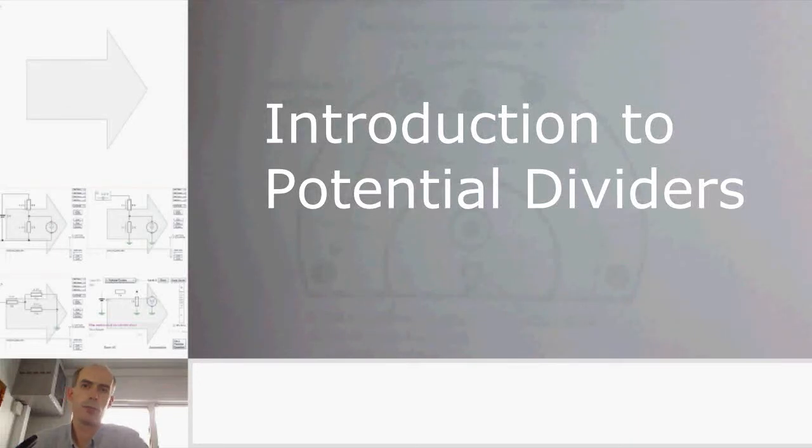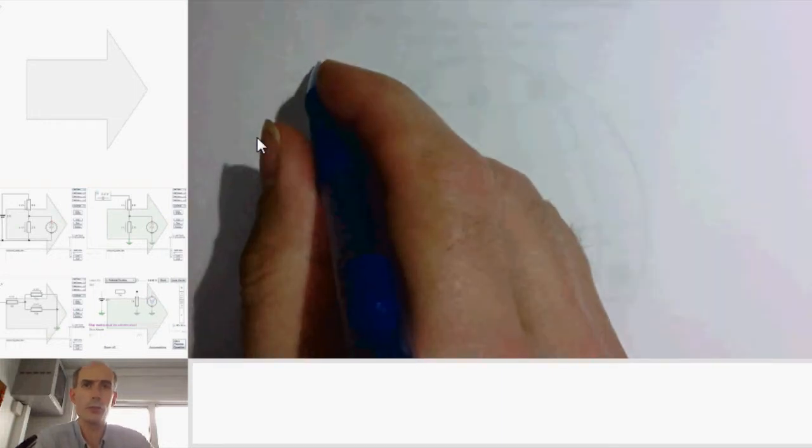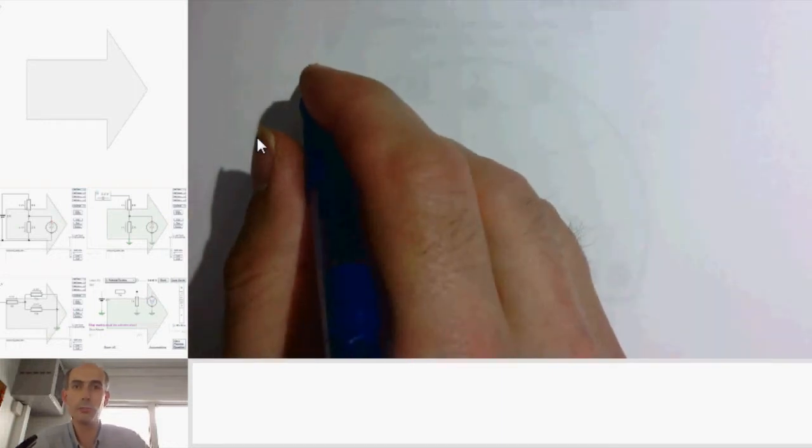Hello. In this short video I'm going to introduce the subject of potential dividers. Almost certainly the most important circuit that you'll come across, and one that there is a special set of questions in the Circuit Theory app all about. First of all, what is a potential divider? Well, the idea is that it's a circuit which divides a potential by a fixed amount, hence the name.